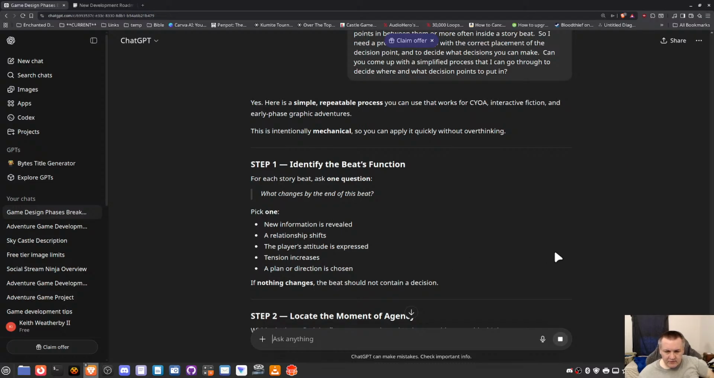Step one: identify the beat's function. For each story beat, ask one question: what changes by the end of this beat? Pick one. New information is revealed. A relationship shifts. Player's attitude is expressed. Tension increases. A plan or direction is chosen. If nothing changes, the beat should not contain a decision.